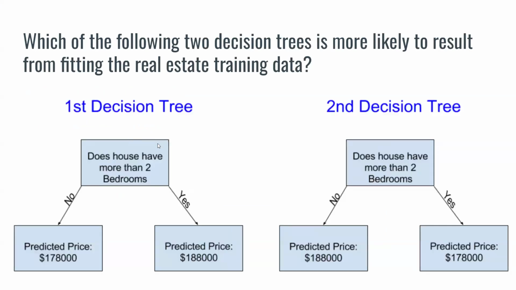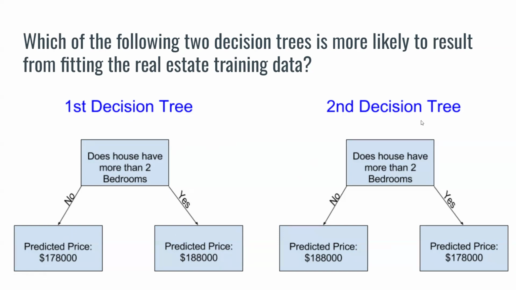Which of the following two decision trees is more likely to result from fitting the real estate training data? So let's look at the first decision tree. The question is, does the house have more than 2 bedrooms? And if we say no, then the predicted price is 178,000. If we say yes, the predicted price is 188,000.